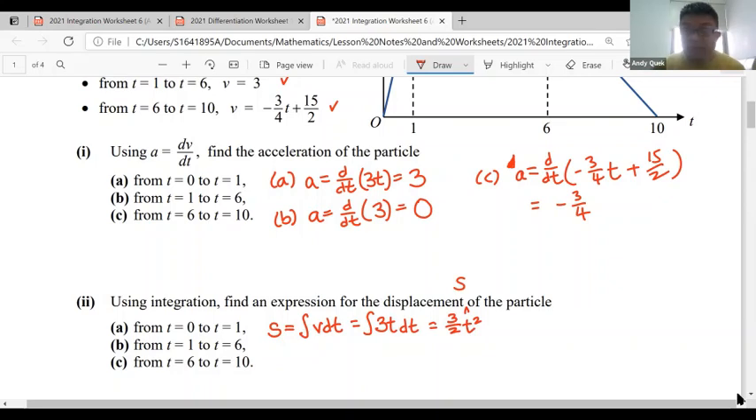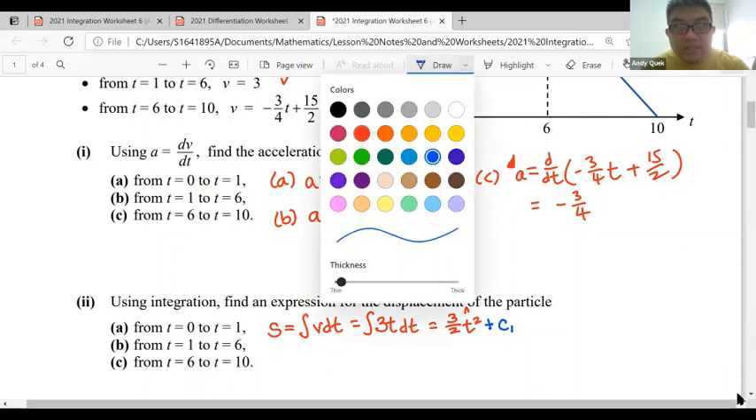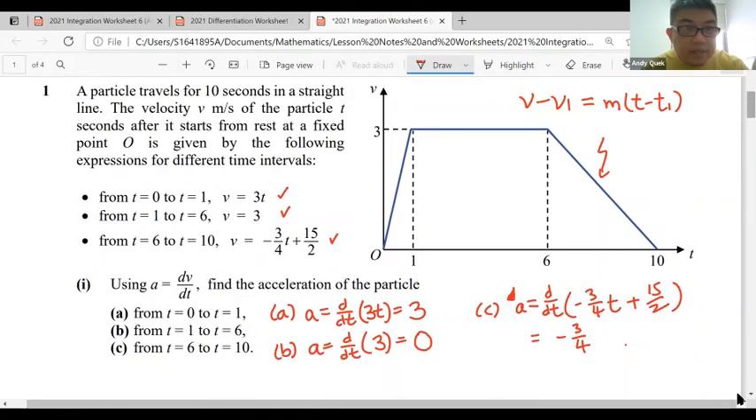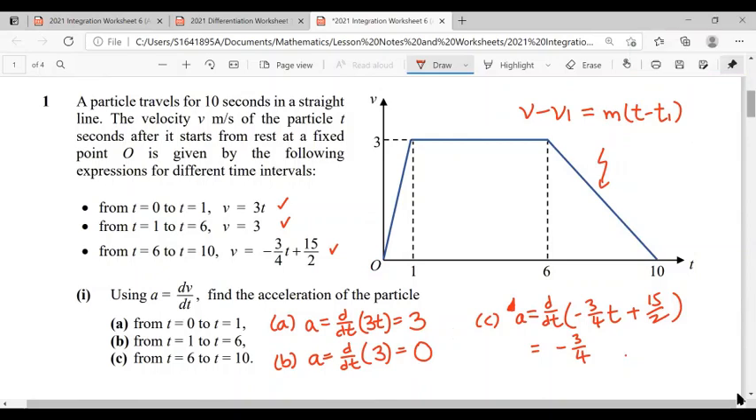And if you took note of what I just mentioned, this is not the correct and complete answer. What needs to be added is the arbitrary constant plus, shall I just say C1. Okay, so I need to see, is there something that I'm given that can help me find C1? Yeah, because if you look at what we are told in this case, it starts off from the fixed point O and it starts from rest.